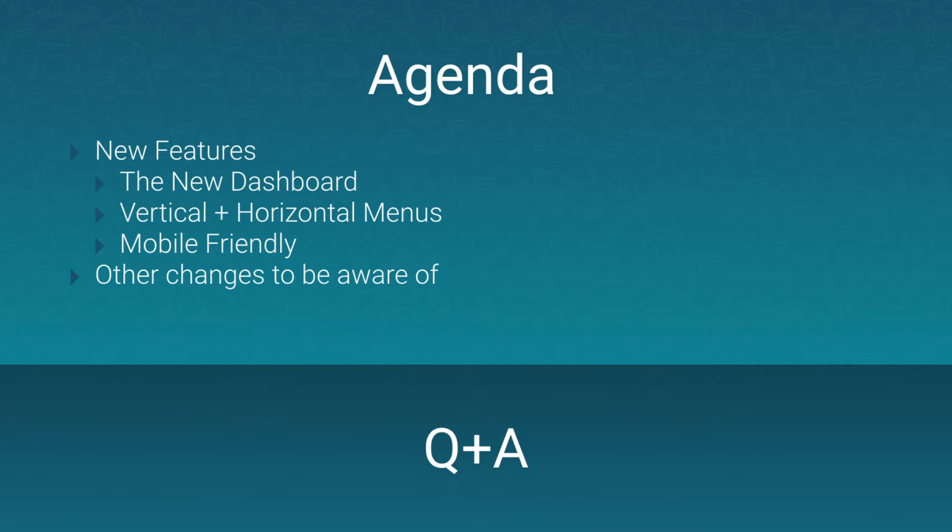So what is going to be covered in today's agenda? We're going to go over some of the new features that have come out during this user interface update. That includes the dashboard, the new vertical and horizontal menus, and also the fact that it is now mobile friendly for the first time. We're then going to go through some of the smaller changes throughout the system, things that don't find themselves in a feature release list, but are definitely things you'll notice in your day-to-day, little changes and improvements, and also some things that aren't so great that Dear are working on.